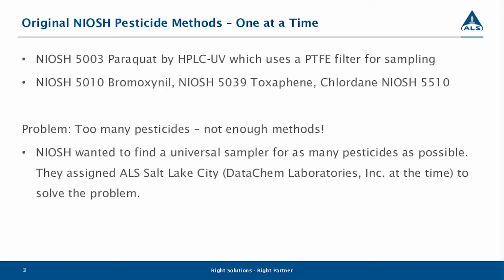But if you've ever looked at EPA's compendium of registered pesticides, it's just huge. So I believe the time frame for some of this happening was the late 90s, and there were just too many different methods, and then too many pesticides being registered with the EPA at once, and not enough time to develop methods piecemeal. So NIOSH decided that they wanted to come up with a universal sampler and kind of a universal method, so to speak.